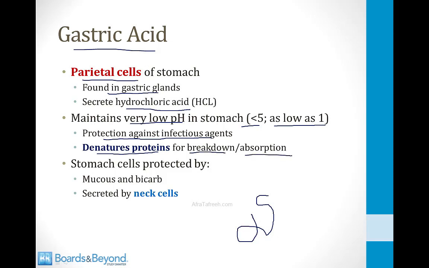Now you may wonder, with this very low pH that can kill infectious agents, why it doesn't kill the cells lining our stomach, and that's because they are protected by mucus and bicarbonate, and these are secreted by other cells in the stomach called neck cells.